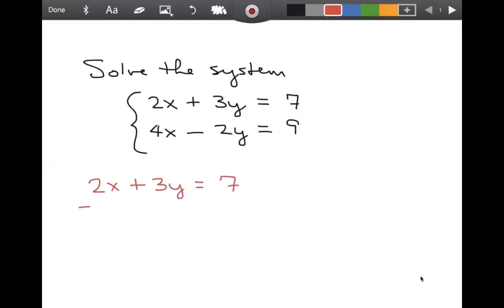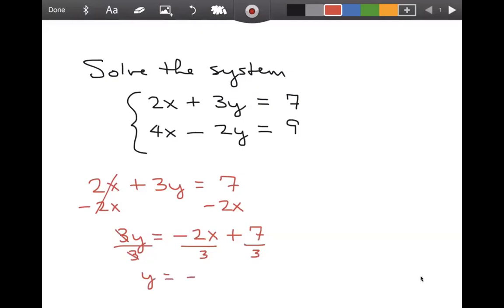So first I'll subtract 2x from both sides, which will give me 3y equals negative 2x plus 7. And then I'll divide everybody by 3. All right, so the first equation solved for y is y equals negative 2/3 x plus 7/3.